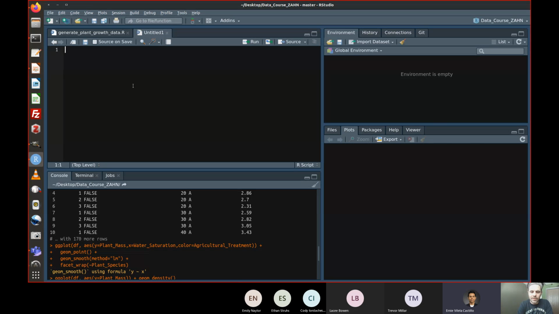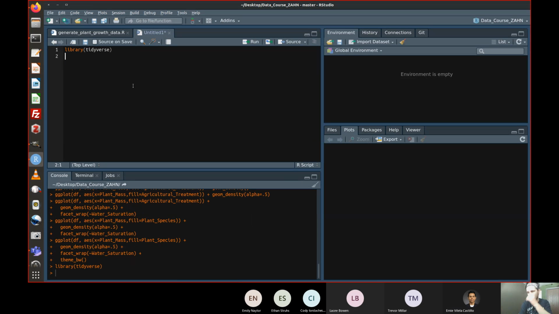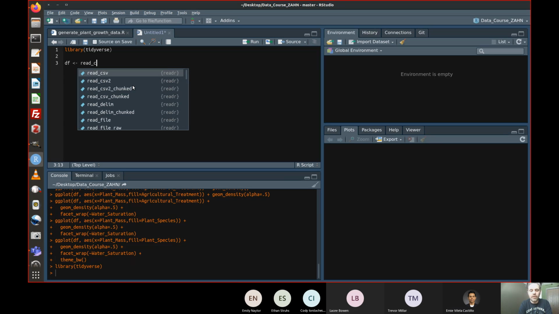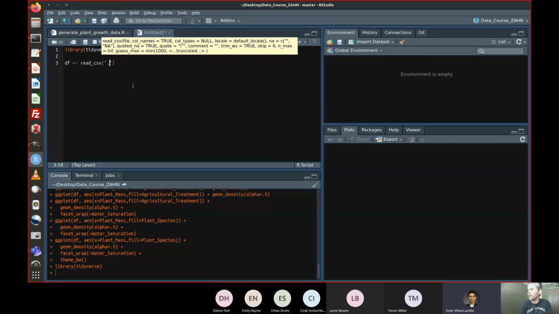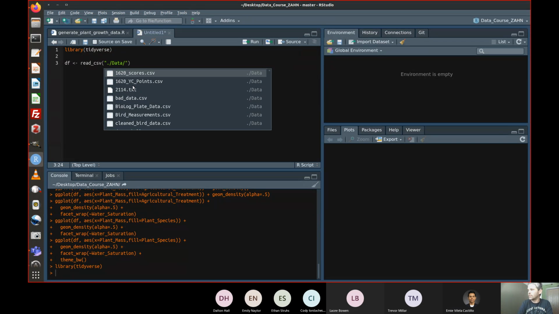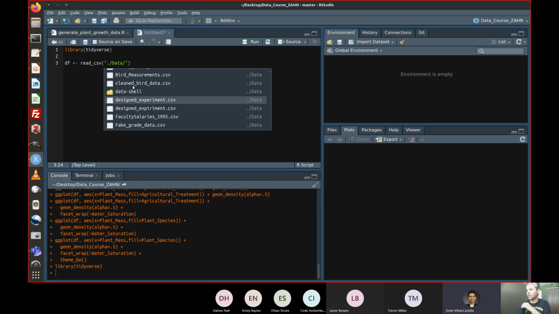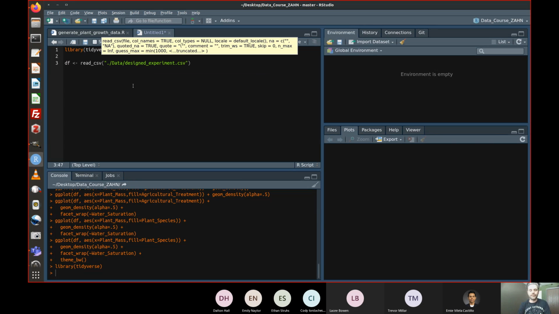So first up, I always like to load tidyverse because I know I'm going to be using it. Okay, and then I need to grab the CSV file. I'll call it df, and I'll do read underscore CSV. You note that I'm in my data courses on. All right, and where did I put that? I think it was in data, and I stuck it, oh yeah, designed experiment, spelled correctly, .csv.